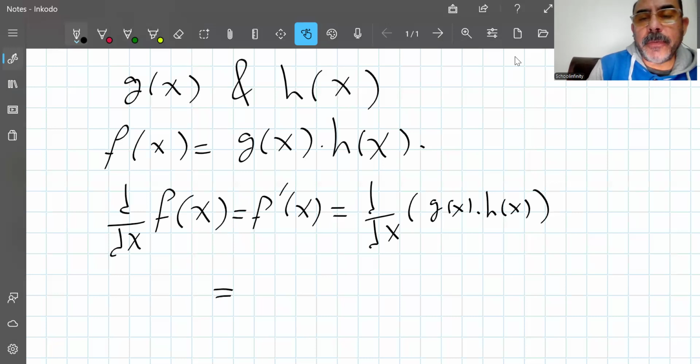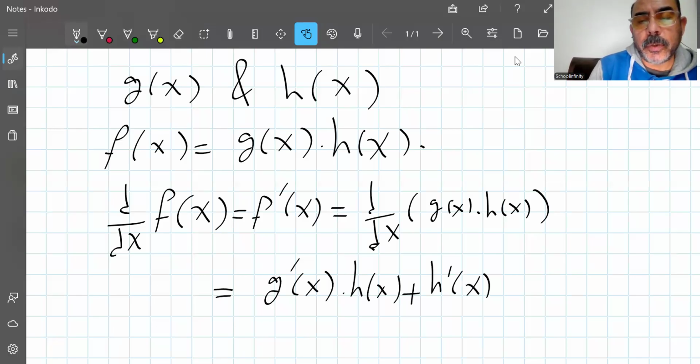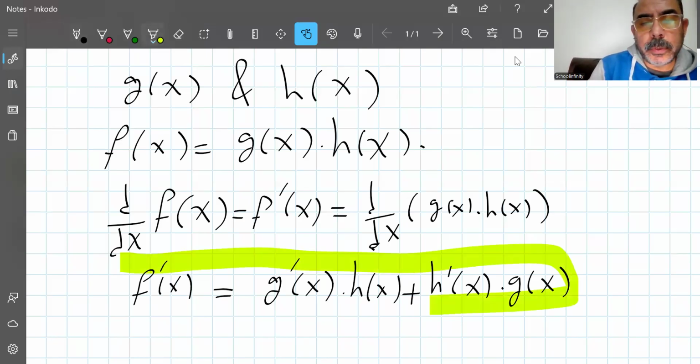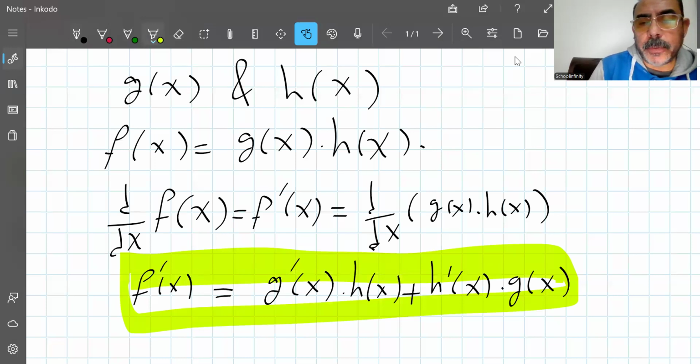Now, how do we differentiate the product of g and h? The rule here is the derivative of the first function, which is g, so g prime times h of x, plus the derivative of the second function, which is h, so h prime times g of x. So this is f prime of x, and this is the product rule of derivative.